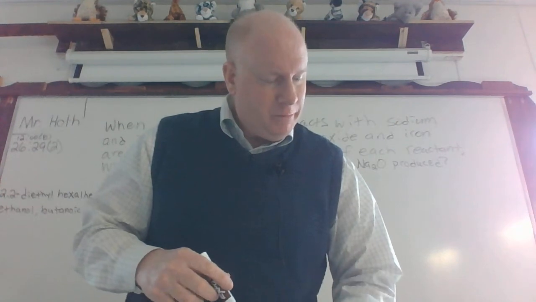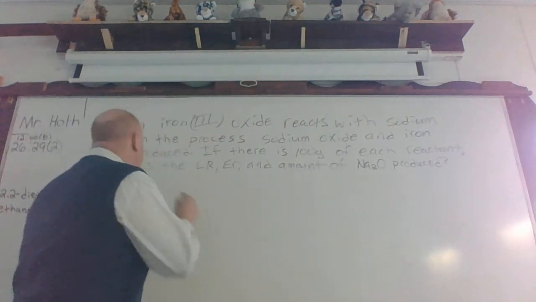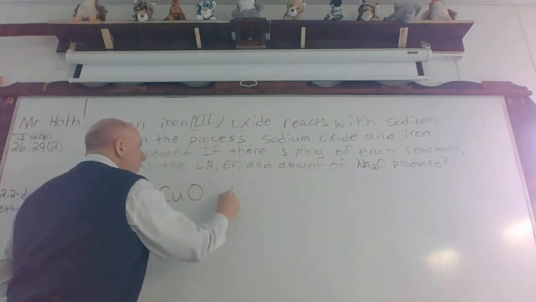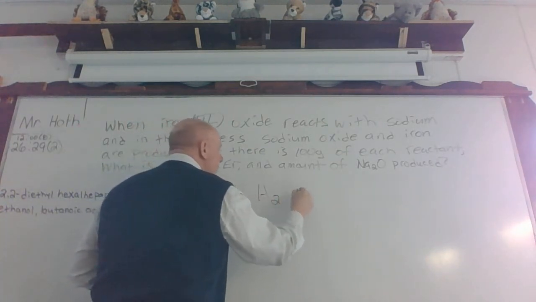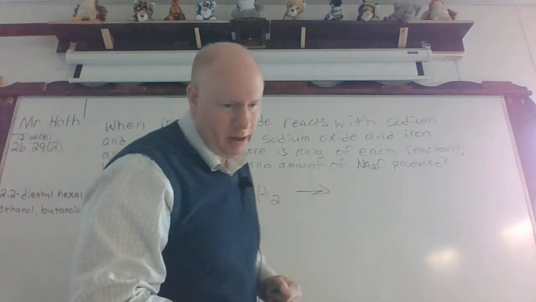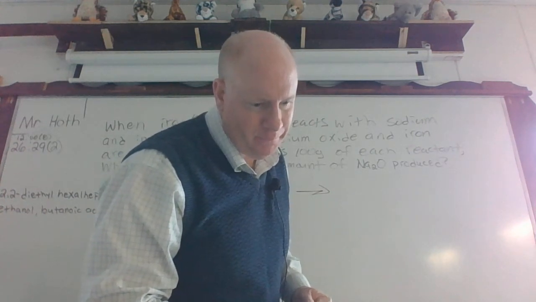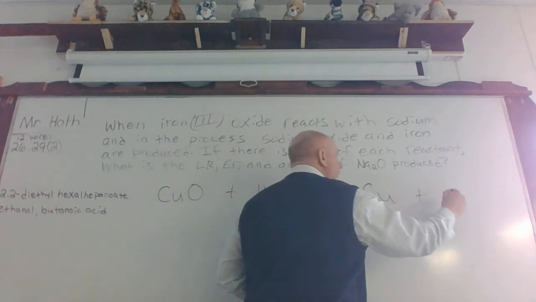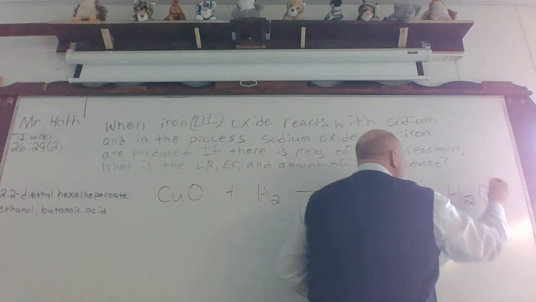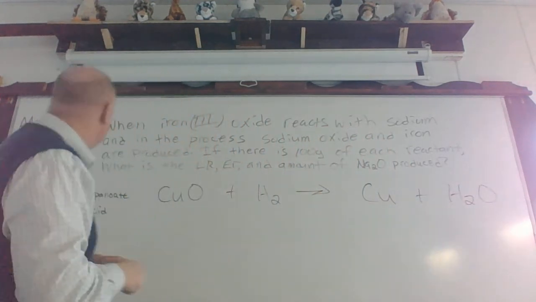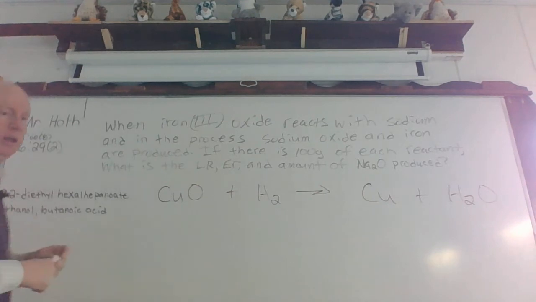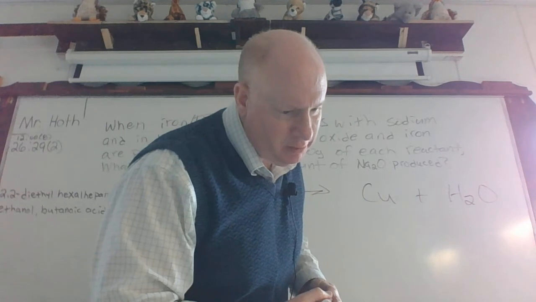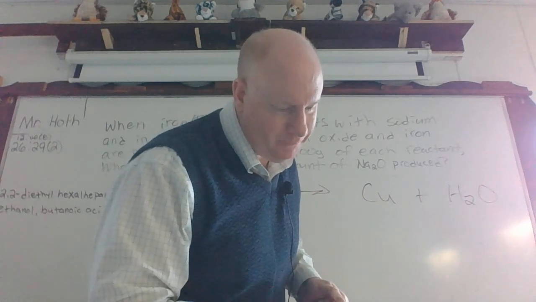So there are different ways you can go about doing that. Let's get our equation up there first. Copper(II) oxide plus hydrogen gives us copper and water. Then the next thing we want to do is look back at this and balance it, which looks like everything is balanced, correct?